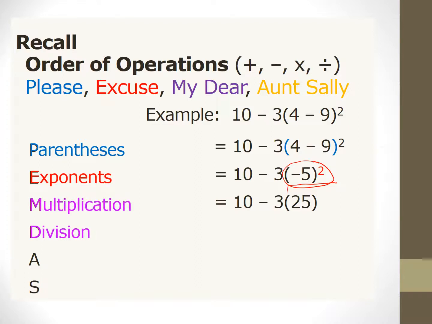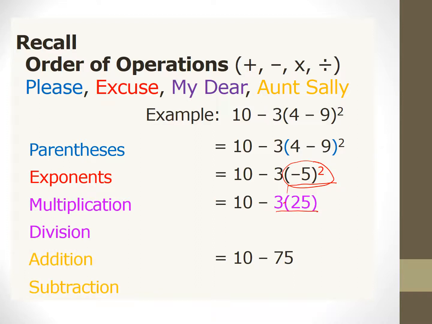Next comes the my dear, which is multiplication and division. In this particular problem, 10 minus 3 times 25 only has one multiplication problem, no division problems, so we would want to do that next, which gives us 75. So we're left with 10 minus 75.